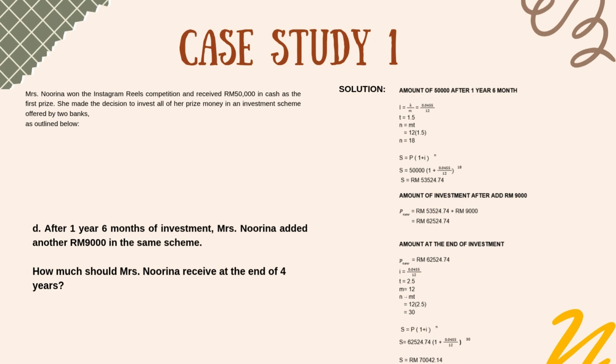Then we need to find the amount of the investment after adding RM9,000. Firstly, we put P new equals RM53,524.74 plus RM9,000. Then we get RM62,524.74. Another step is to find the amount at the end of the investment. Firstly, we put P new equals RM62,524.74, i equals 0.0455 divided by 12, and t equals 2.5.